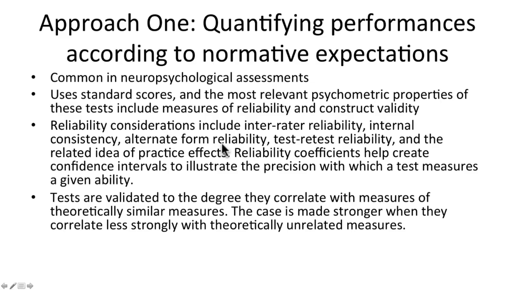Alternate form reliability. Sometimes people get tested on the same thing again and again. They get used to the specifics. It's good to have another form of the test. You would expect that those two tests would correlate pretty highly. There's also retest reliability. And this area of psychometrics deals with the area of practice effects.